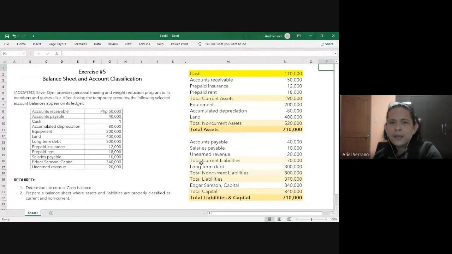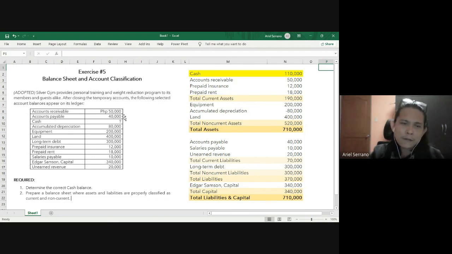Financial position and classifying the accounts according to their proper elements. Will they fall on the asset? Will they fall on the liabilities? And classifying them as current or non-current portion. So the problem is on the left side, and the solution is presented on the right side.